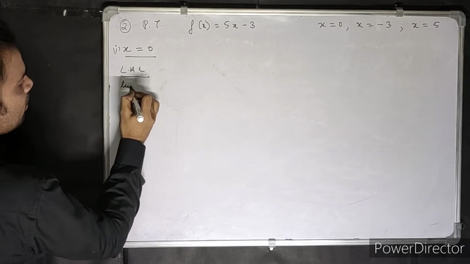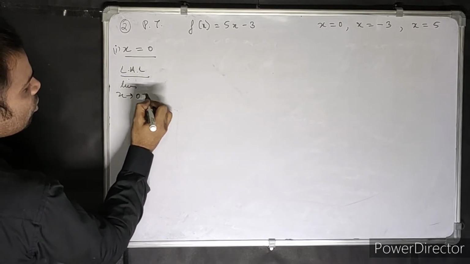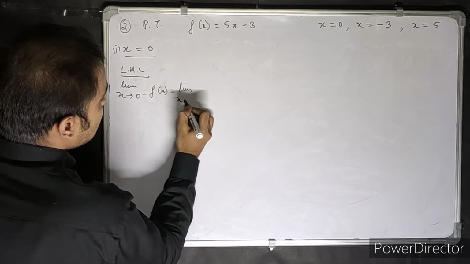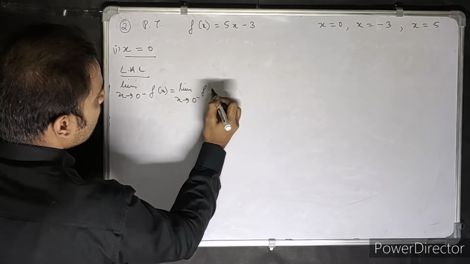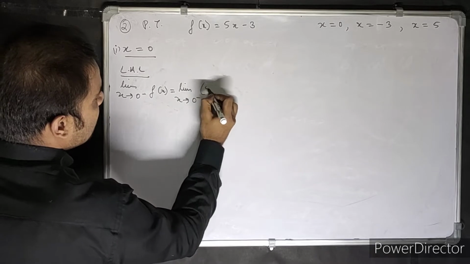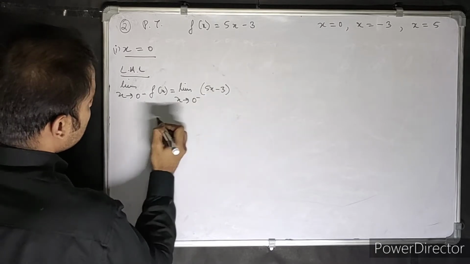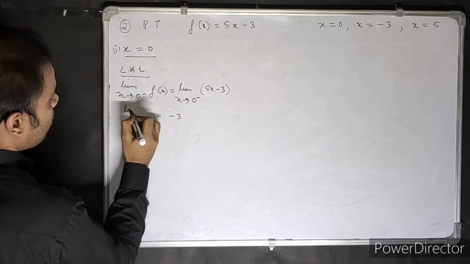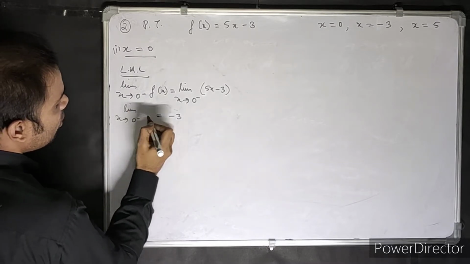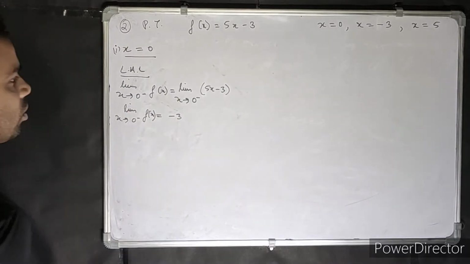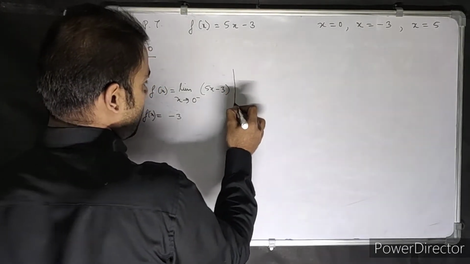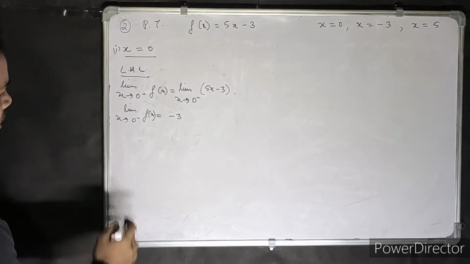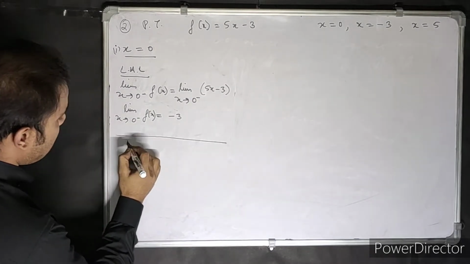Okay, is what? Limit of x tends to 0 negative f of x is equal to limit of x tends to 0 negative, what is that? That is 5x minus 3. Now you put 0 over there, so you get minus 3. Limit of x tends to 0 negative f of x is going to give you minus 3. Then RHL, right hand limit, let's write down.